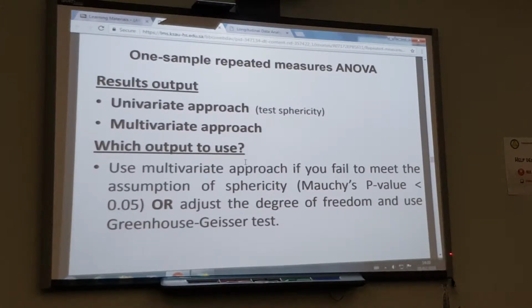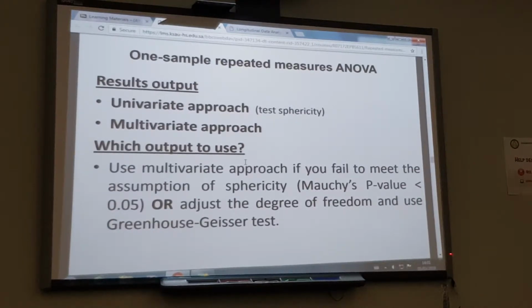So for one sample repeated measures, you're going to see two outputs. One for univariate, the other one for multivariate. Okay? Now the first thing you're going to look at is the sphericity test. If it's violated, then you have 2 options. Either to use multivariate approach or to report the p-value for Greenhouse-Geisser. Simple, right? It's just logic, right?